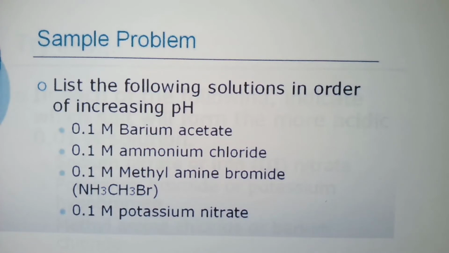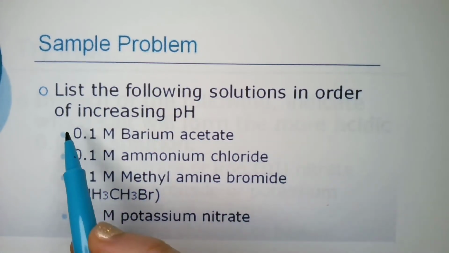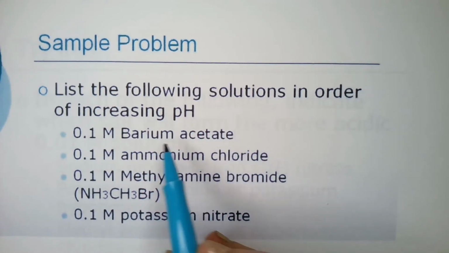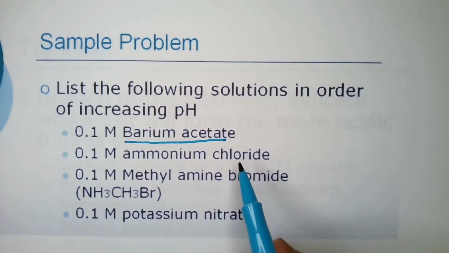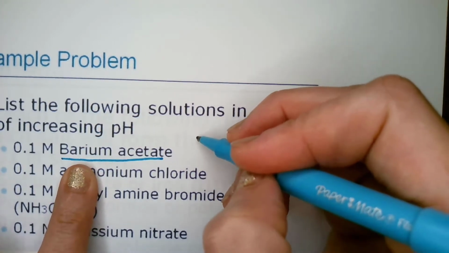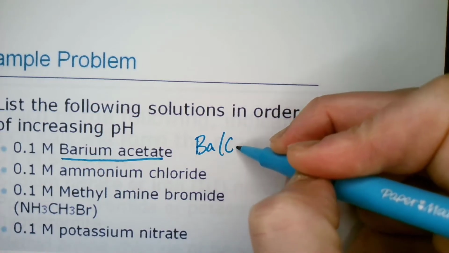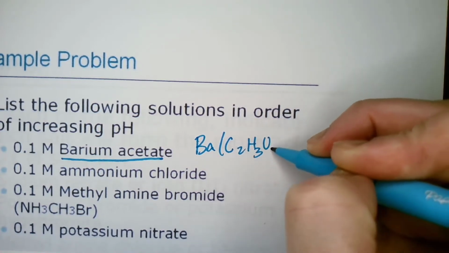All right, let's look at a problem here. List the following solutions in order of increasing pH. So we have barium acetate. Barium, let's write Ba. Acetate is C2H3O2.